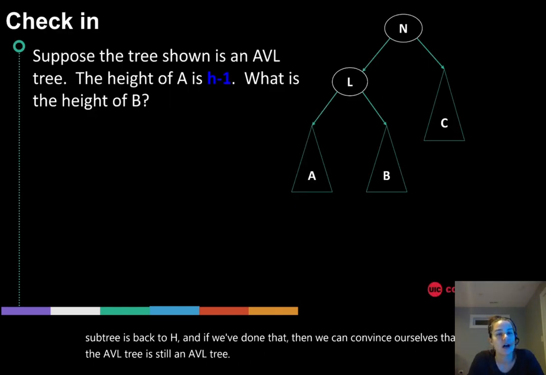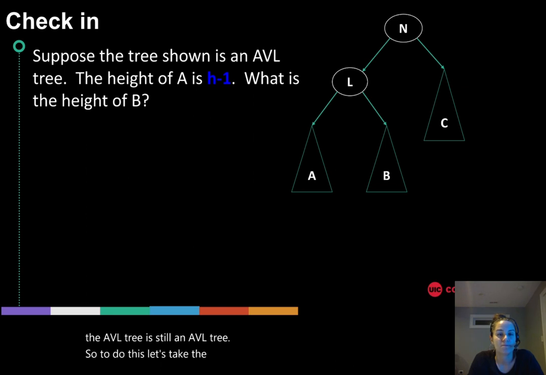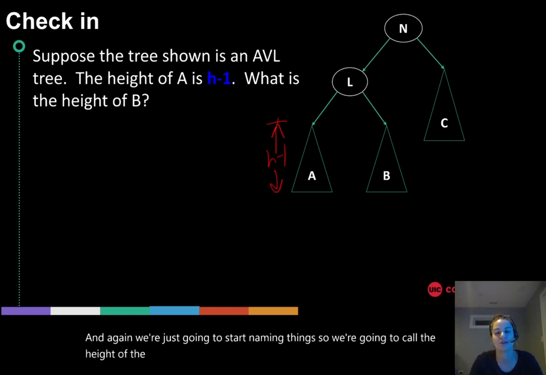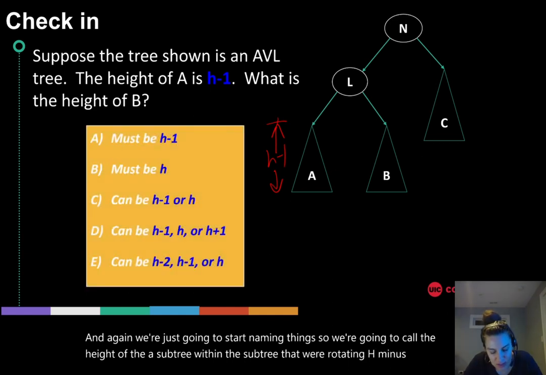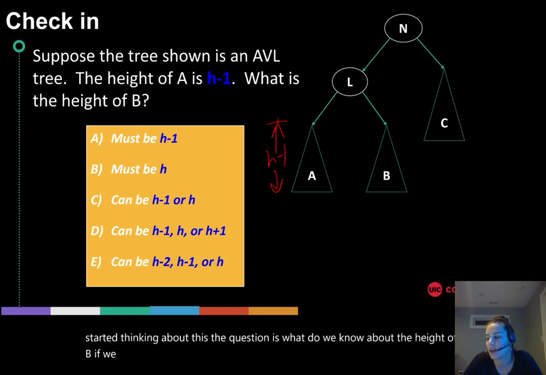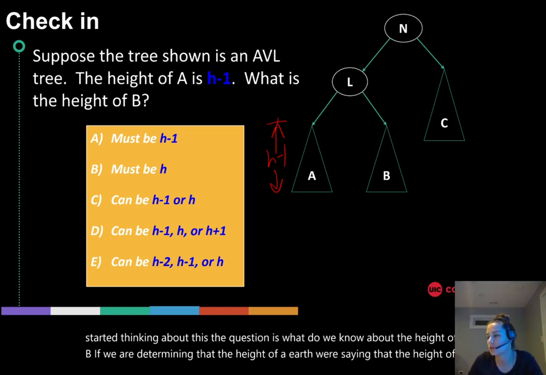So to do this, let's take the tree that's shown here. And again, we're just going to start naming things. So we're going to call the height of the A subtree within the subtree that we're rotating h minus 1. To get us started thinking about this, the question is, what do we know about the height of B if we are saying that the height of A is h minus 1?